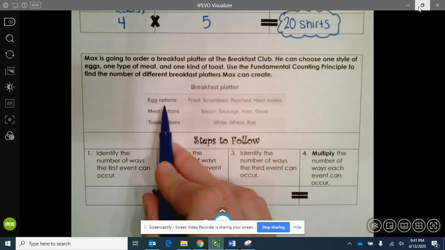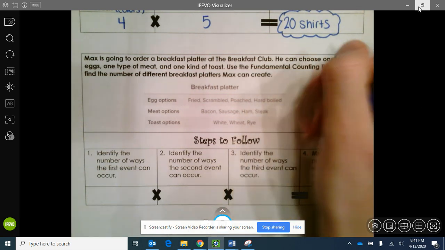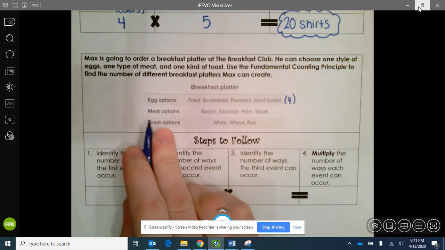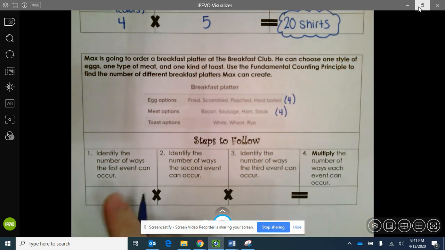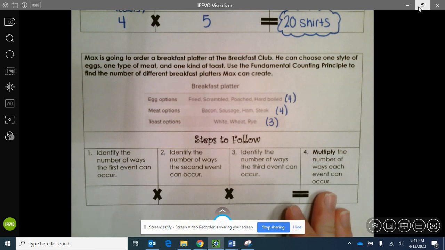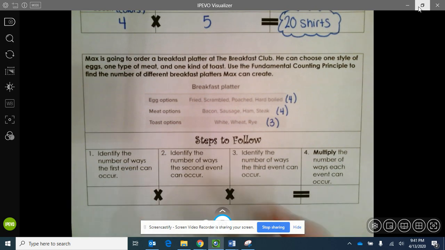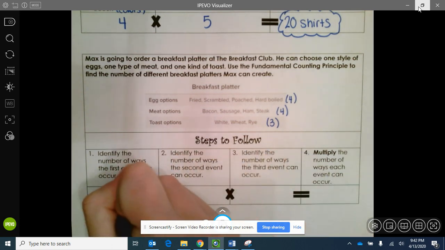So if you look, he's going to choose an egg option. So there are 1, 2, 3, 4 egg options. For his meat options, he has 4 meat options. And for his toast, he has 3. So I'm just going to multiply all these possibilities together. So the first event is going to be his egg options, and there's going to be 4 of those.